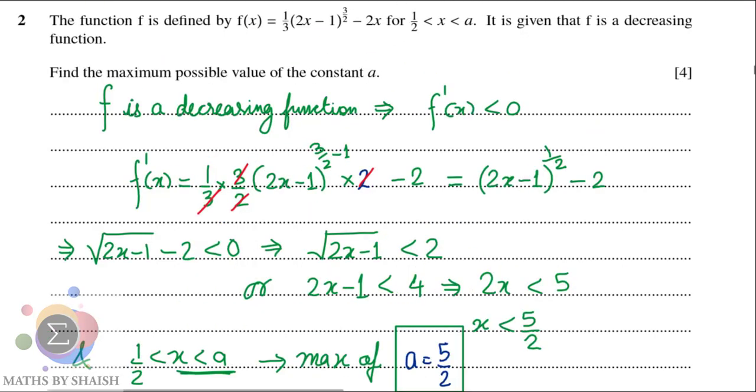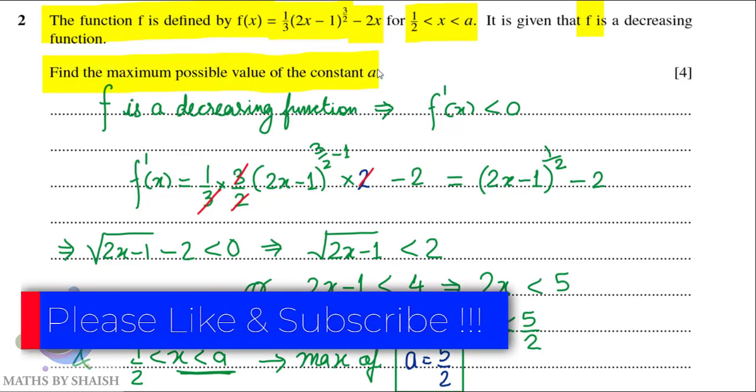Here's question number 2. The function f is defined by f(x) equals 1/3 of (2x minus 1) to the power 3 by 2 minus 2x, where x is between half and a. It is given that f is a decreasing function. Find the maximum possible value of the constant a.